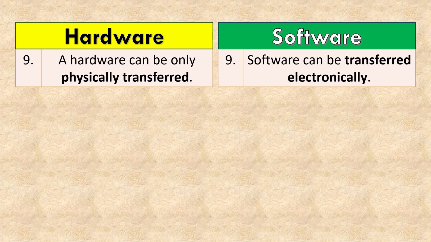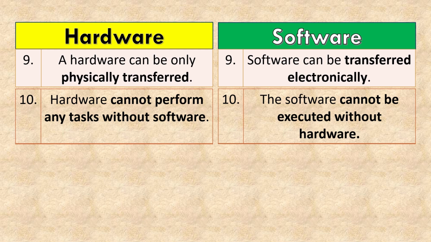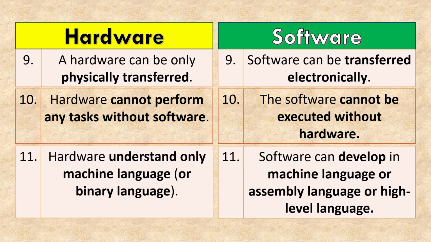Hardware can only be physically transferred. Software can be transferred electronically. Hardware cannot perform any tasks without software. The software cannot be executed without hardware. Hardware understands only machine language or binary language. Software can be developed in machine language, assembly language, or high-level language.